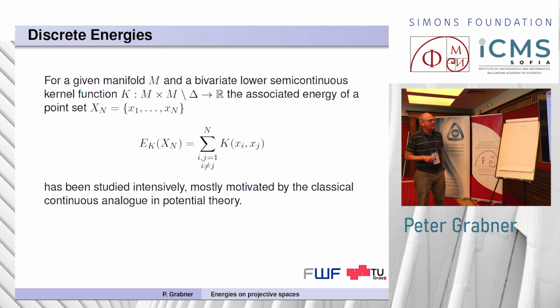Okay, so I will mainly talk about discrete energies. You possibly have heard about this notion quite a bit during this meeting. So in general, you have a manifold M and a bivariate kernel which lives on M cross M, but without the diagonal.